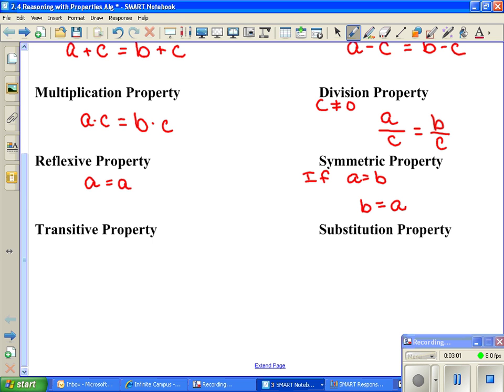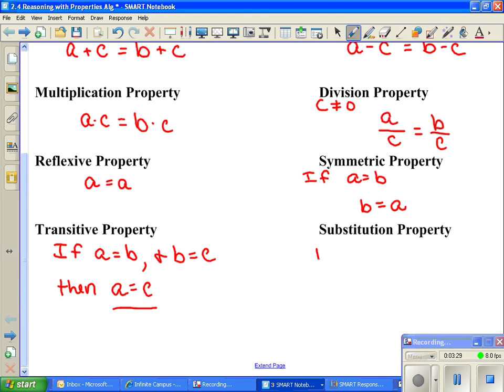Transitive makes sense; you just don't say it very often. If I said A equals B and B equals C, then what do I know? A equals what? Good. That's the transitive property. You can take two pieces of information and make a conclusion based on them, a third piece.